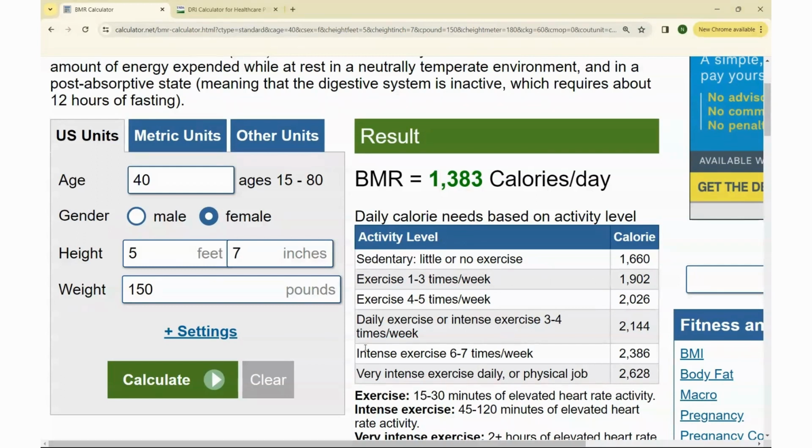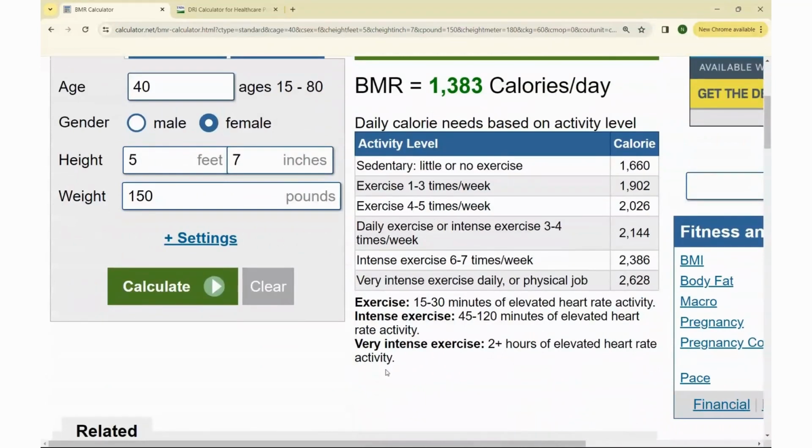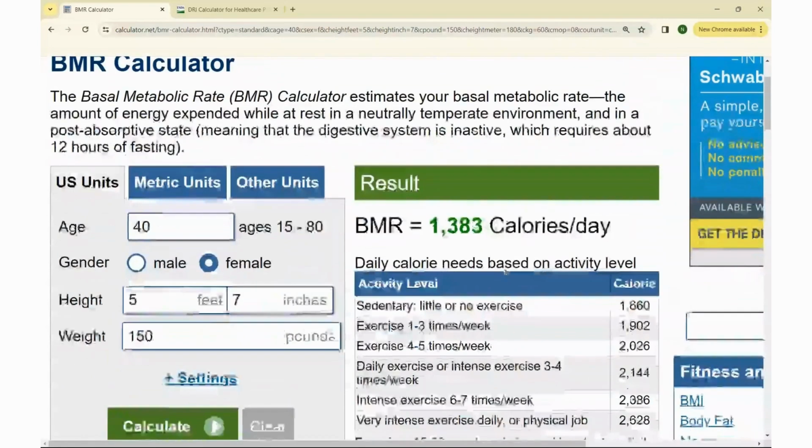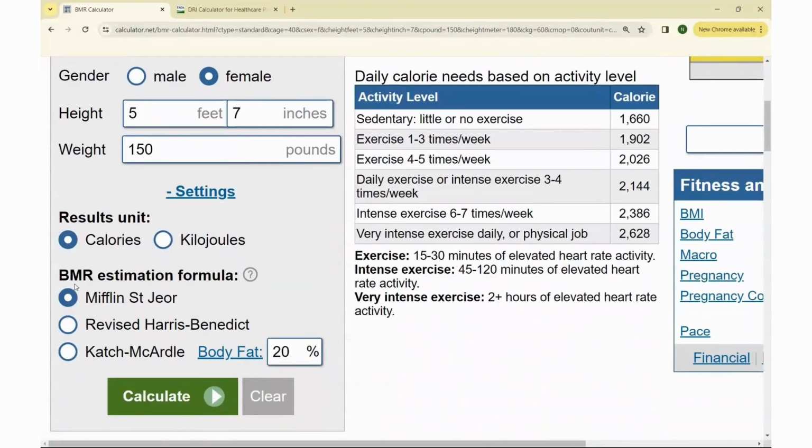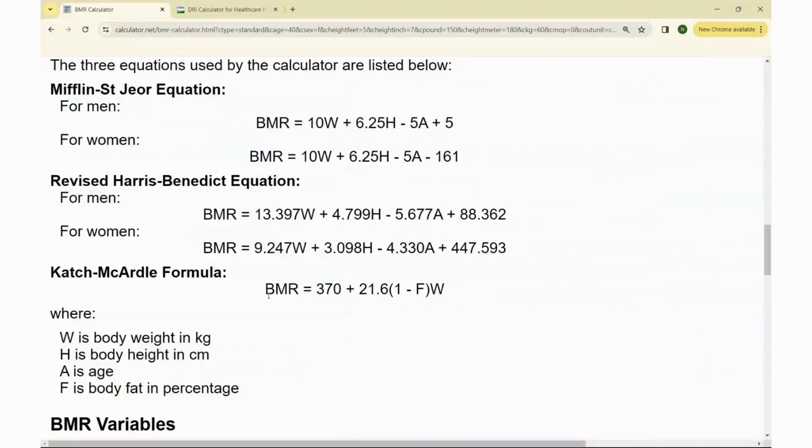So if you are extremely active and you do intense exercise 6 to 7 times per week, this is the amount of calories estimated to help you maintain your body weight and keep you in neutral energy balance. It also defines each of these different types of exercise so that you know exactly which one you should be looking at. So that's one option. The other thing I like about this is if you go to settings and you want to see the actual formulas under the estimation formula, if you click that question mark, it takes you here to the exact equations that are being used, if you're interested in that.